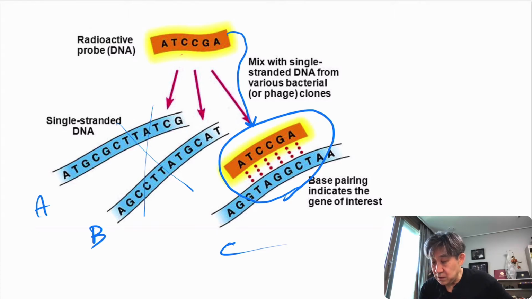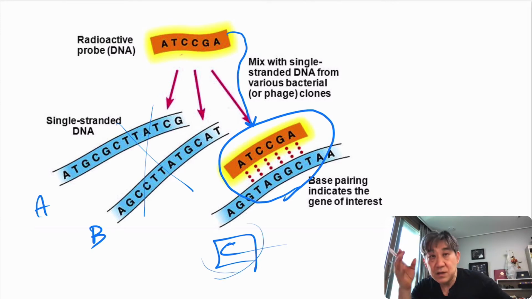So the point is, as long as this sample C is there, then it will show a positive signal. If sample C is not there, then you won't see any positive signal. That's how you can test the presence.